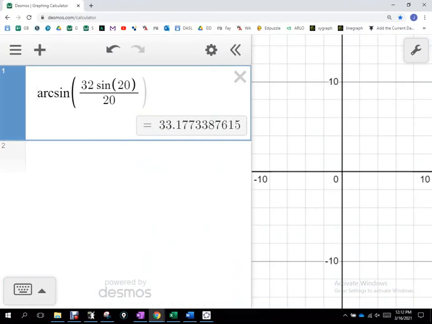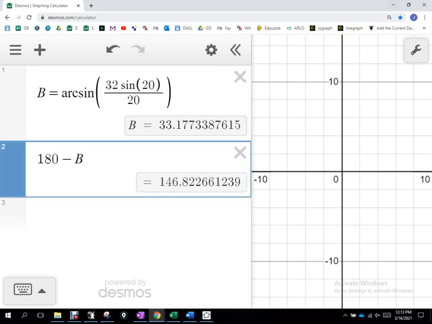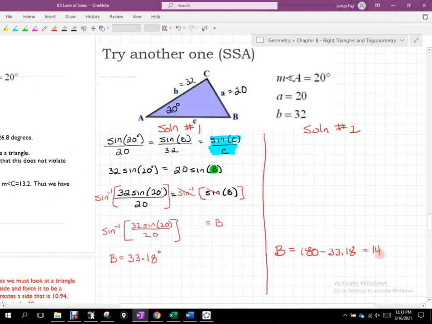So this is why I like Desmos. I can actually tell B is equal to that, and then say, okay, well B supplement would be 180 minus B, 146.82. Okay, I'm just going to put possible. We haven't decided yet whether it's actually going to be a solution or not. But if it is, that's how we find it. Does that make sense? Okay, now we just have to decipher, is it going to be a solution?